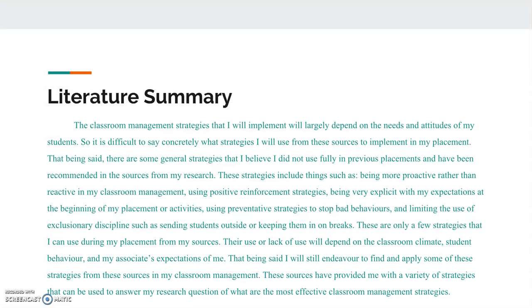These are only a few strategies that I can use during my placement from my sources. Their use or lack of use will depend on the classroom climate, student behavior, and my associates' expectations of me. That being said, I will still endeavor to find and apply some of these strategies from these sources in my classroom management. These sources have provided me with a variety of strategies that can be used to answer my research question of what are the most effective classroom management strategies.